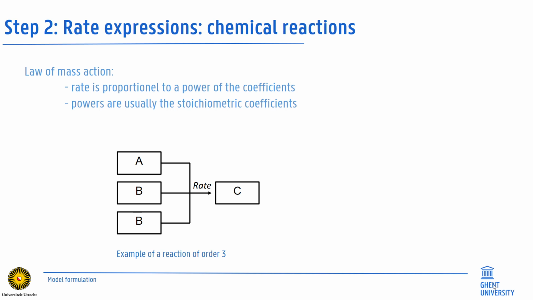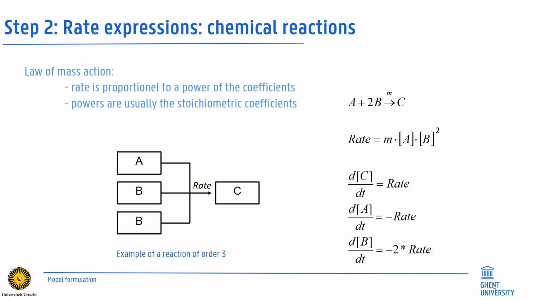The mass action law then states that the rate of this reaction equals m times the concentration of A times the concentration of B squared. With changes in A and C, respectively, the negative and positive rate, and the change in B being twice the rate but negative as B is disappearing from the reaction.